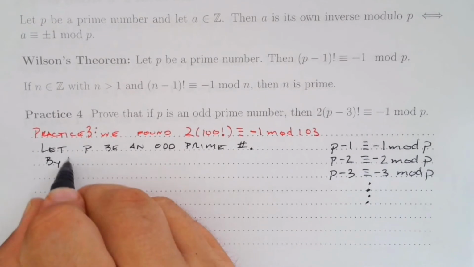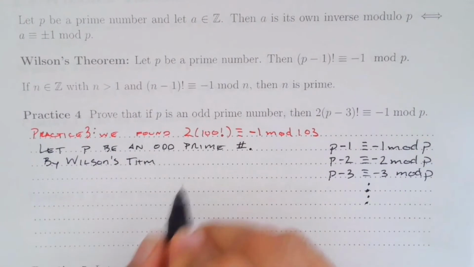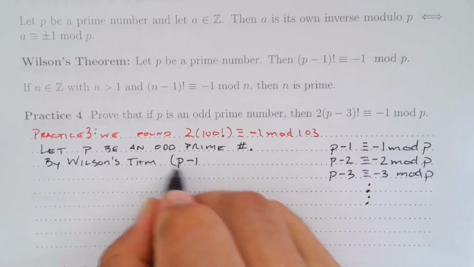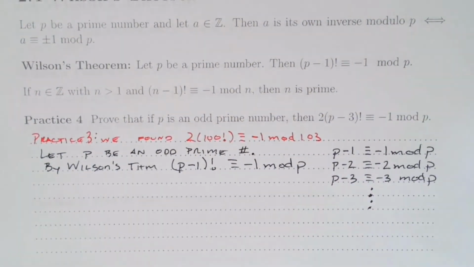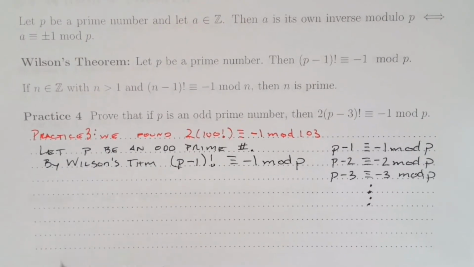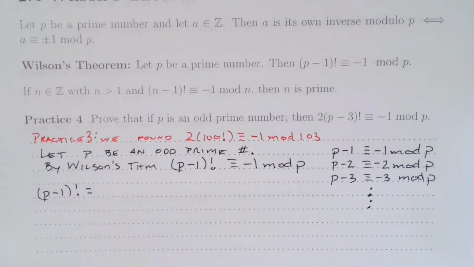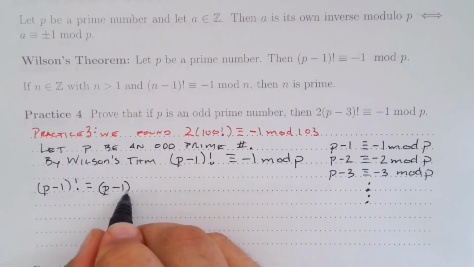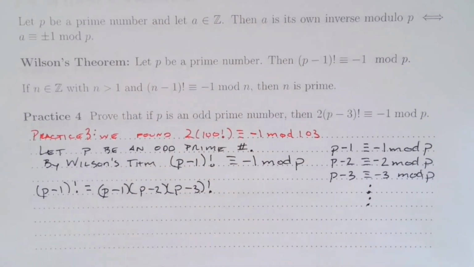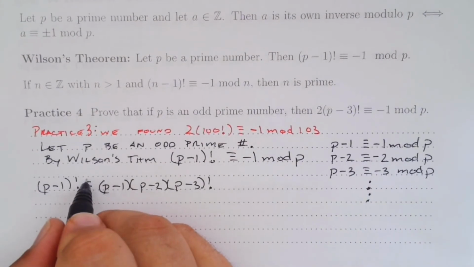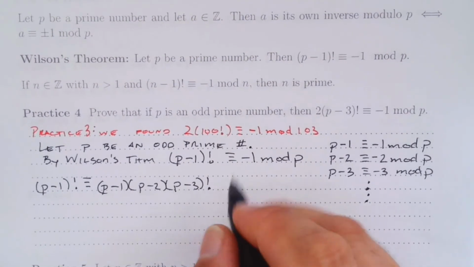Now, we know by Wilson's theorem that (p minus 1) factorial is equivalent to negative 1 mod p. And we also know that (p minus 1) factorial is equal to (p minus 1) times (p minus 2) times (p minus 3) factorial. So that means that (p minus 1) factorial is equivalent to (p minus 1) times (p minus 2) times (p minus 3) factorial modulo p.